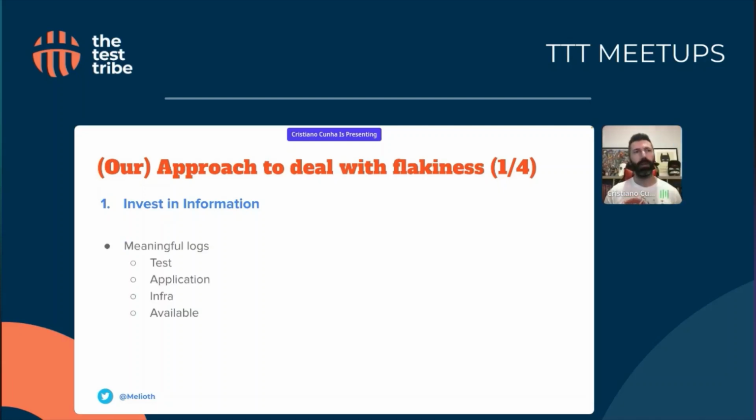So we invested in information. We had meaningful logs. Meaningful logs is not just logs of the application. It's logs of the tests, logs of infrastructure, and make those available. Because like we saw in the socio-technical systems, we need to have all the information available in order to gather and see where it is coming from. Because when the test is running, the application is consuming a lot of memory, or we can see on the infrastructure logs what was causing that. And making that available for the entire team is something that we needed to do in order to try to understand what was causing this flakiness.